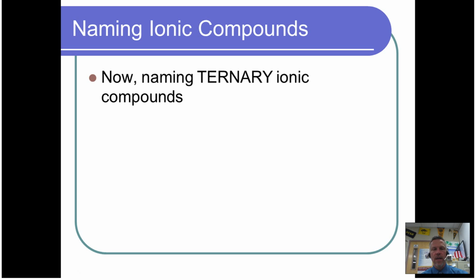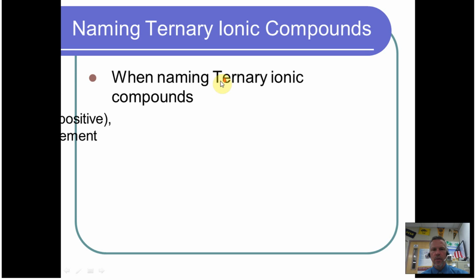Okay, now we're going to get lots of practice of this in class on Wednesday. So don't be distressed. We'll get good at this, I promise. Now let's look at naming ternary ionic compounds. This is the other type of ionic compound where there are three players.